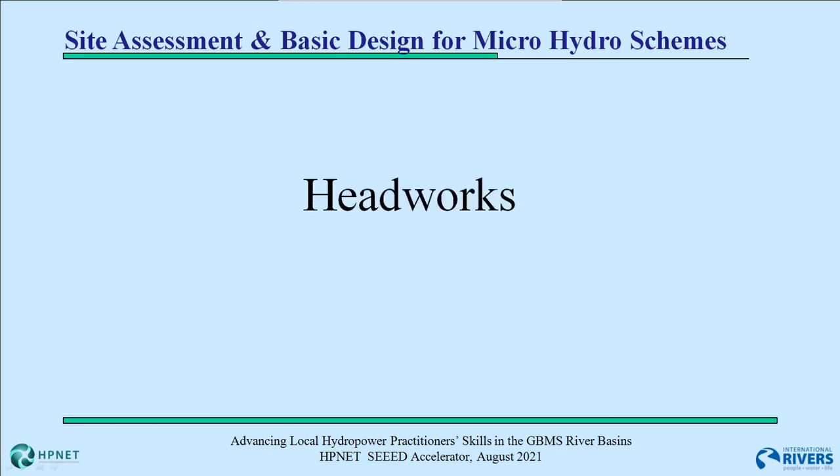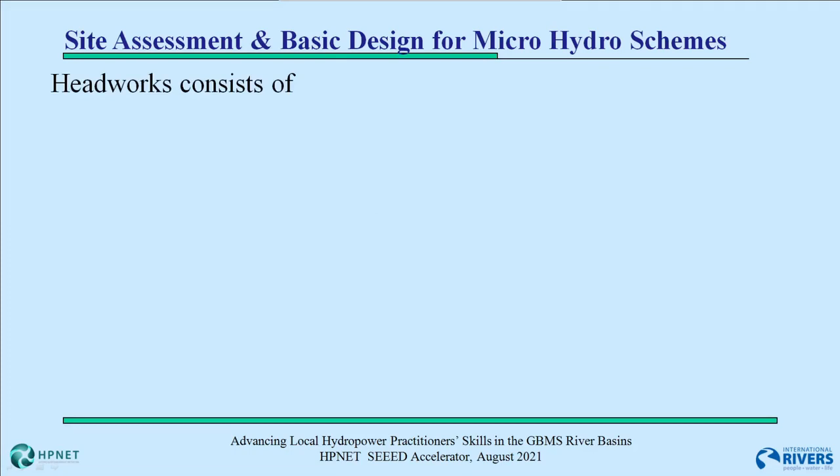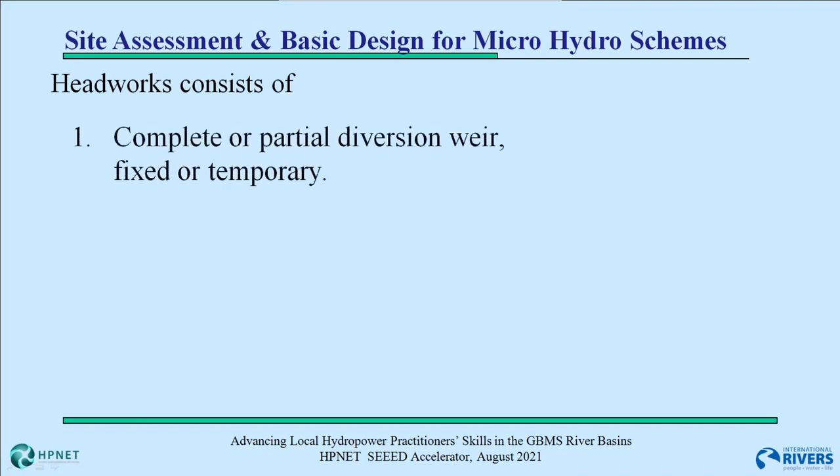Let us look into the head works. The starting structures of a scheme are collectively called the head works. In micro hydro schemes, the head works include the diversion weir, intake and gravel trap. A spillway and a desilting basin are also usually at the head works.